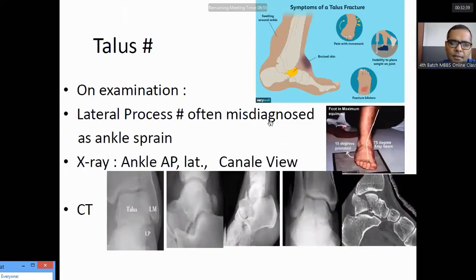On examination, we see a huge swelling and bruise around the ankle joint, and pain on inspection. There is huge swelling and tenderness on palpation, and typically the patient is unable to bear weight. Because of the huge swelling, there might be fracture blisters. For X-ray, we typically do the AP, lateral view, and the Canale view. And this being an intra-articular fracture, we need to go with the CT scan.